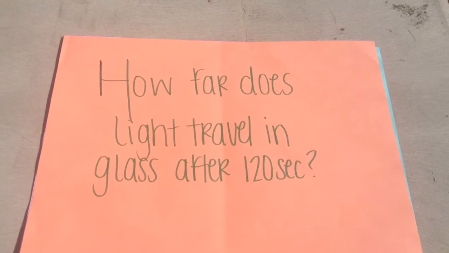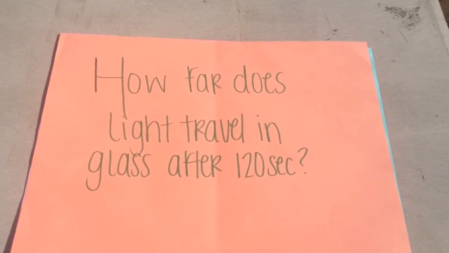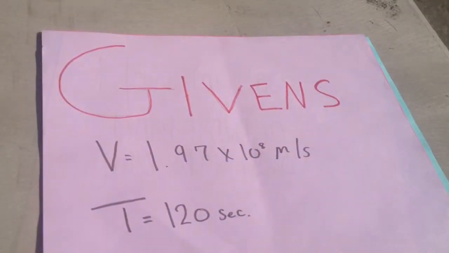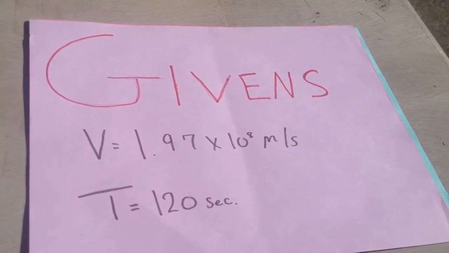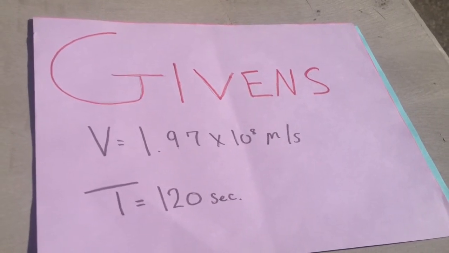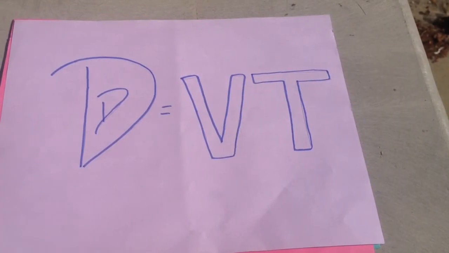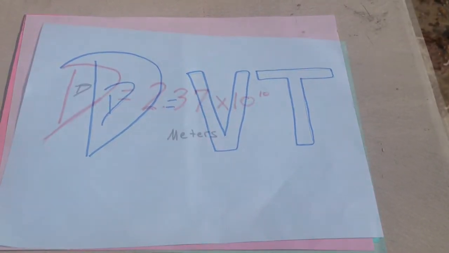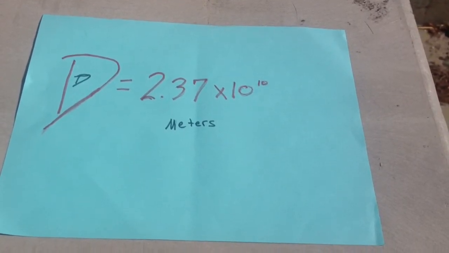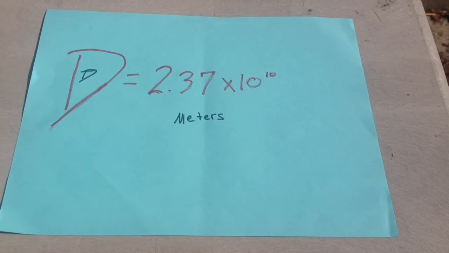Using the information we just found out, we will find out how far the light will travel in glass after 120 seconds. We know that the speed of light in glass is 1.97 times 10 to the 8 meters per second, and the time is 120 seconds. We can solve for the distance by multiplying the speed of light in glass by the time. When you multiply the two numbers, you get 2.37 times 10 to the 10th meters, and that is the final answer.